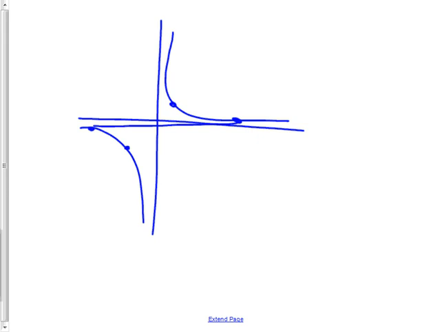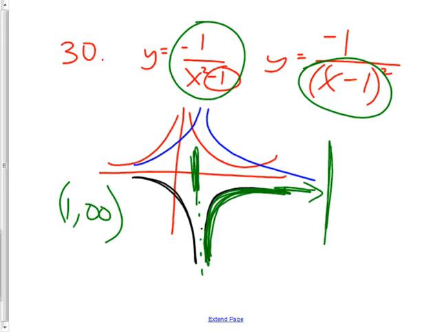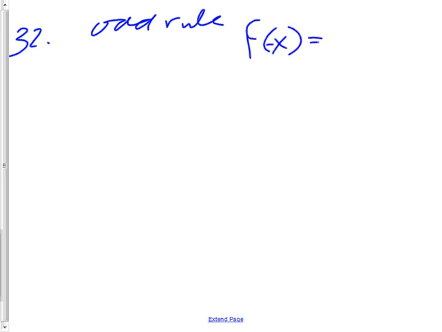Do you remember the odd rule and the even rule? Here's the odd rule. Right near number 32, I would write down the odd rule and the even rule. The odd rule is f of negative x is equal to negative f of x. And you say to yourself, oh, that's odd, there's 2 negatives. Do you remember that? And then there's the even rule.